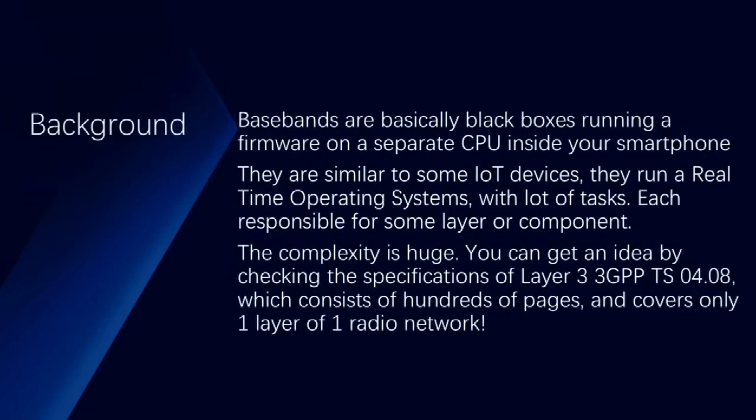So to sum up, a baseband is basically a black box inside of your phone which runs an unspecified firmware. It's kind of similar to an IoT device because it runs a real-time operating system, and they have tasks and they schedule those tasks, and each task is responsible for some layer or some component of the baseband. And the complexity is huge because if you take, for example, the GPRS or GSM specification, they are thousands of pages.